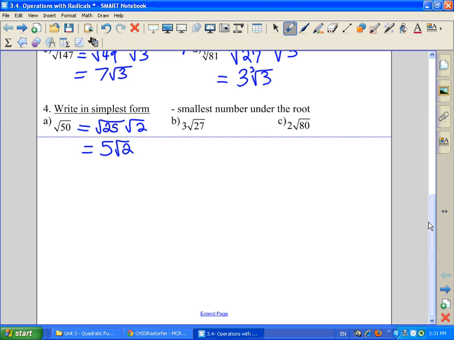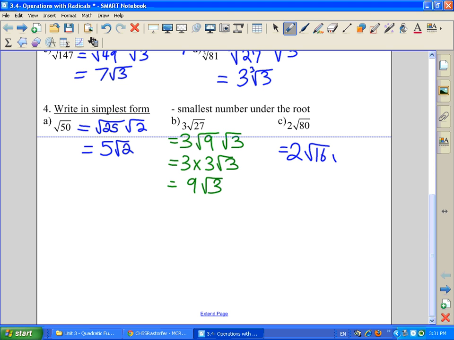Looking at example B, we have 3 out front, so leave that there, and then break this down into root 9 and root 3. So now we have 3 times 3 root 3, which equals 9 root 3. Taking a look at the last one, 2 root 80. So it's going to be 2 times, let's go 16 times 5, which gives you 80. So it's going to be 2 times 4 root 5, which will total to be 8 root 5.